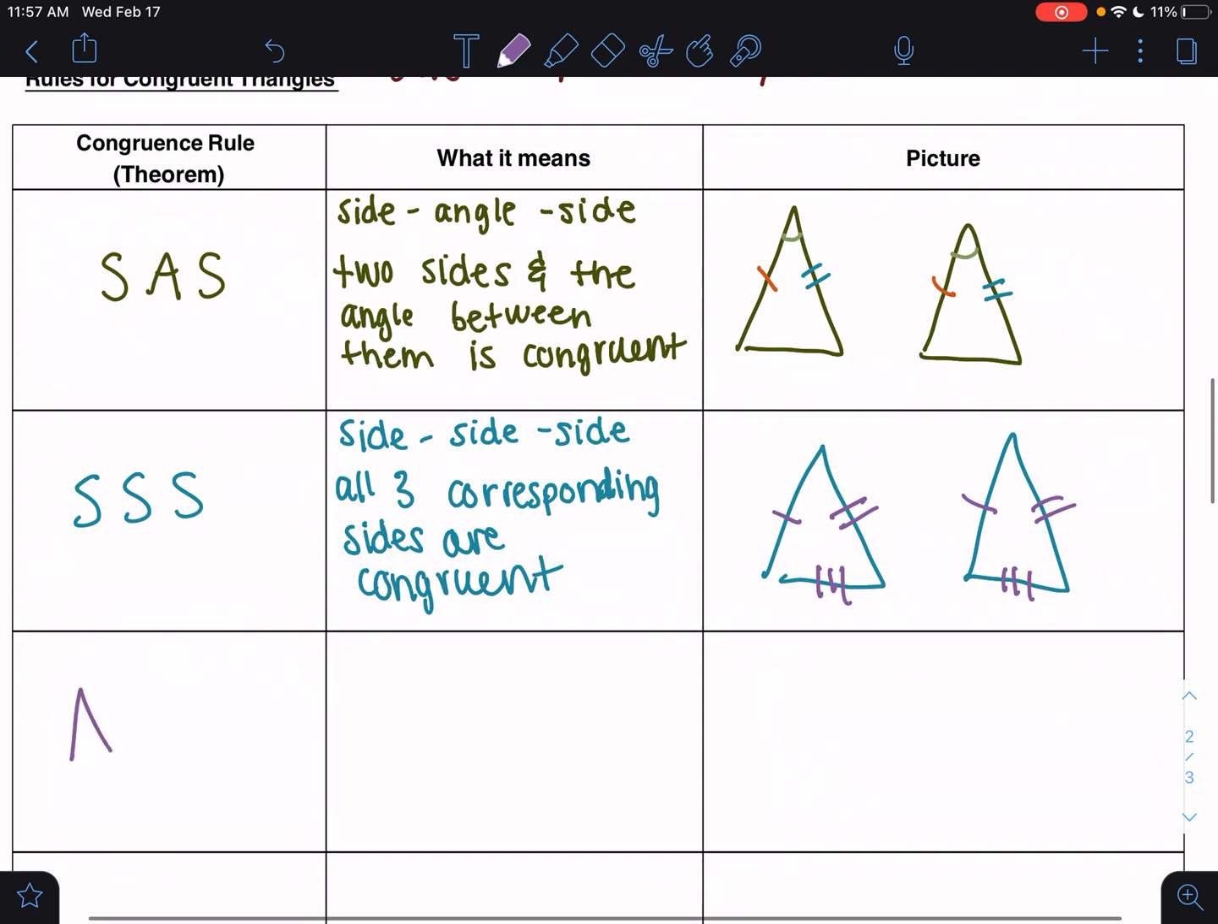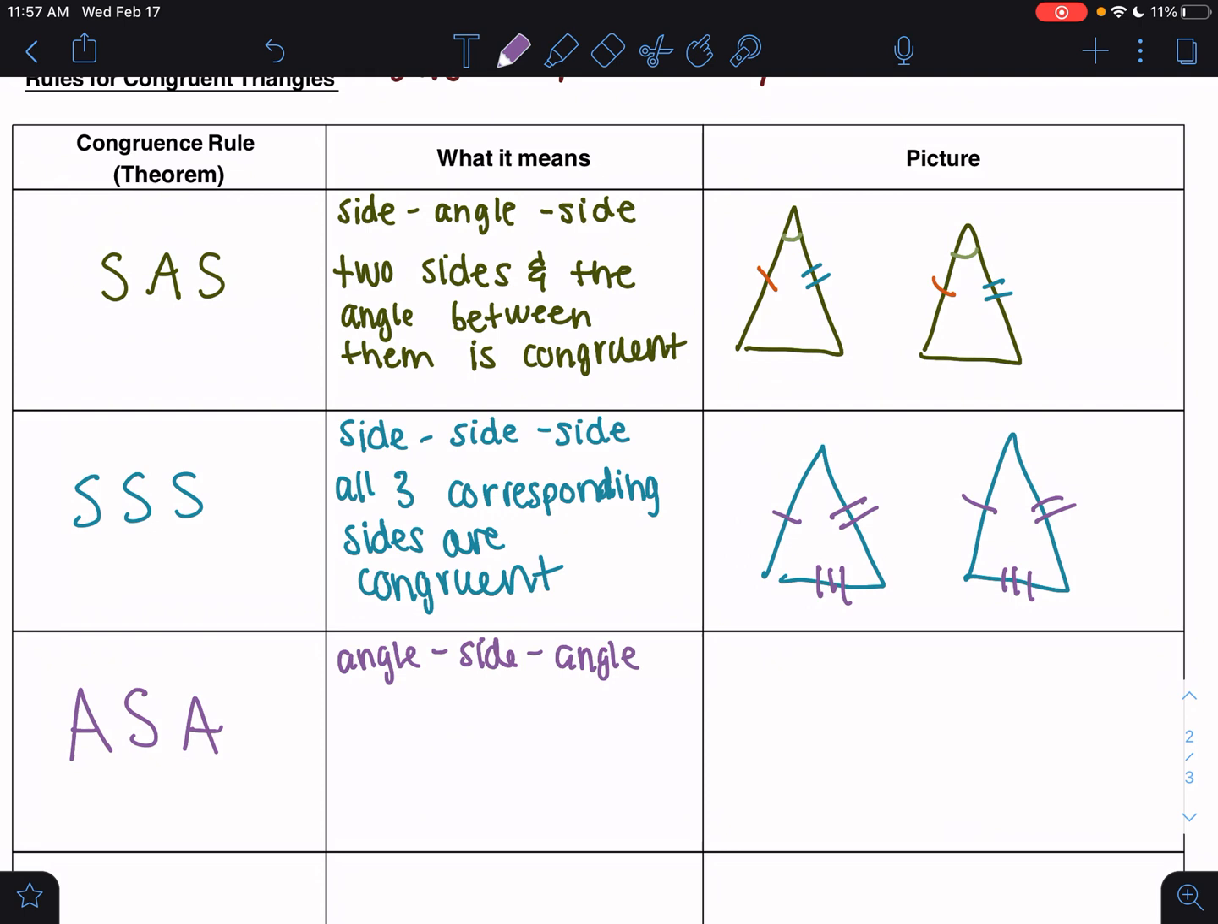The next one that we have is ASA, which is angle, side, angle. And this is similar to the SAS. This means we have an angle and the side that's included in between them, and then another angle is congruent. So we have 2 angles and the side between them are congruent.